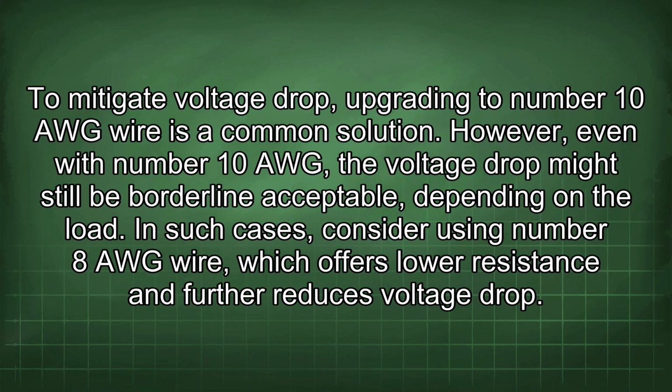To mitigate voltage drop, upgrading to number 10 AWG wire is a common solution. However, even with number 10 AWG, the voltage drop might still be borderline acceptable, depending on the load. In such cases, consider using number 8 AWG wire, which offers lower resistance and further reduces voltage drop.